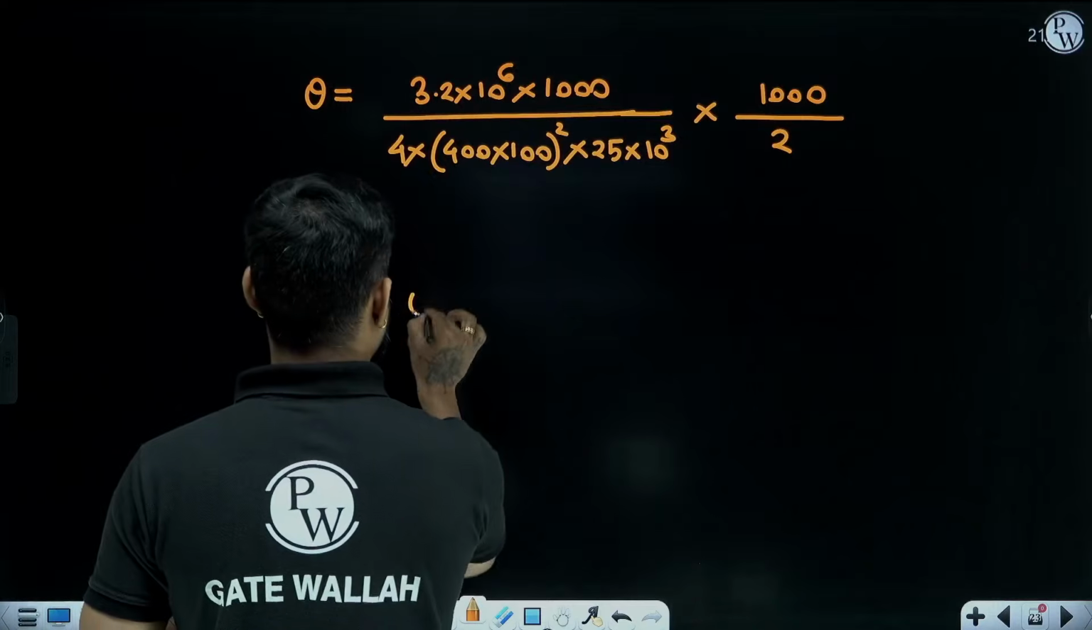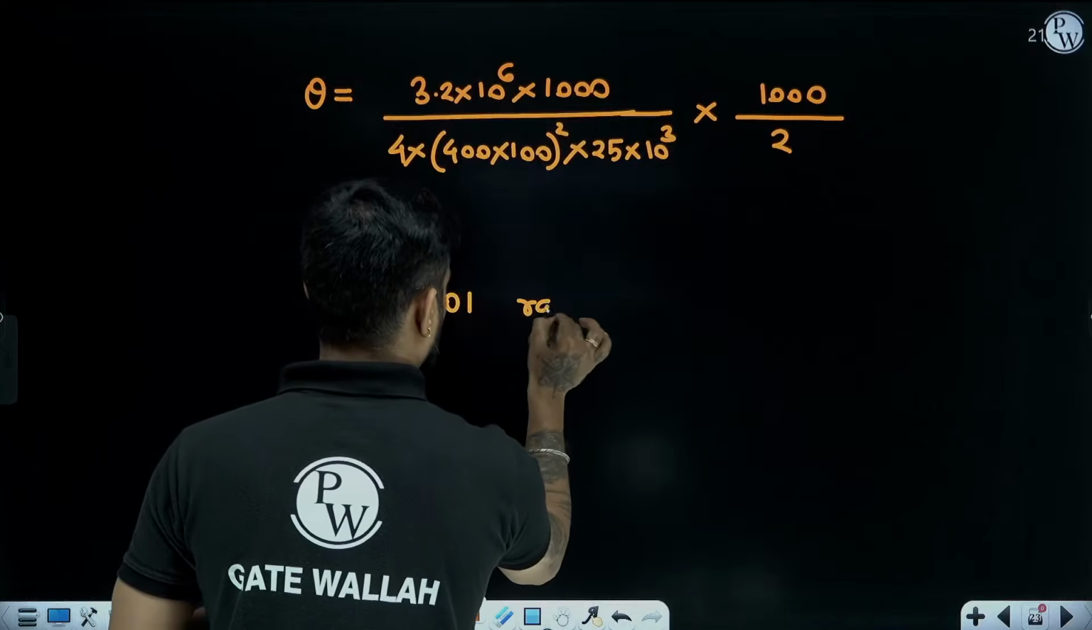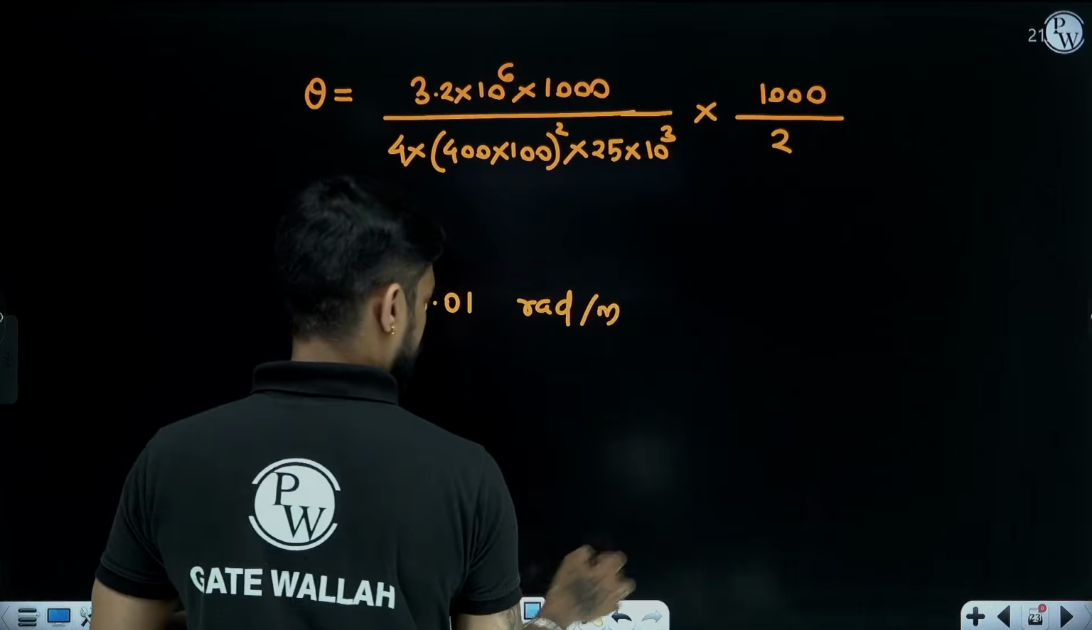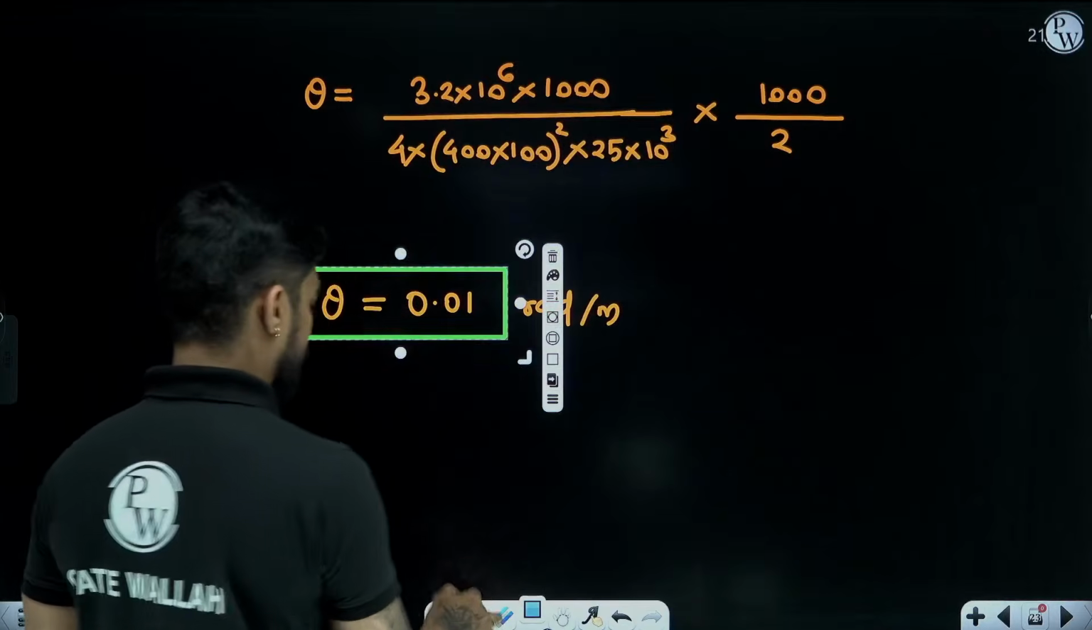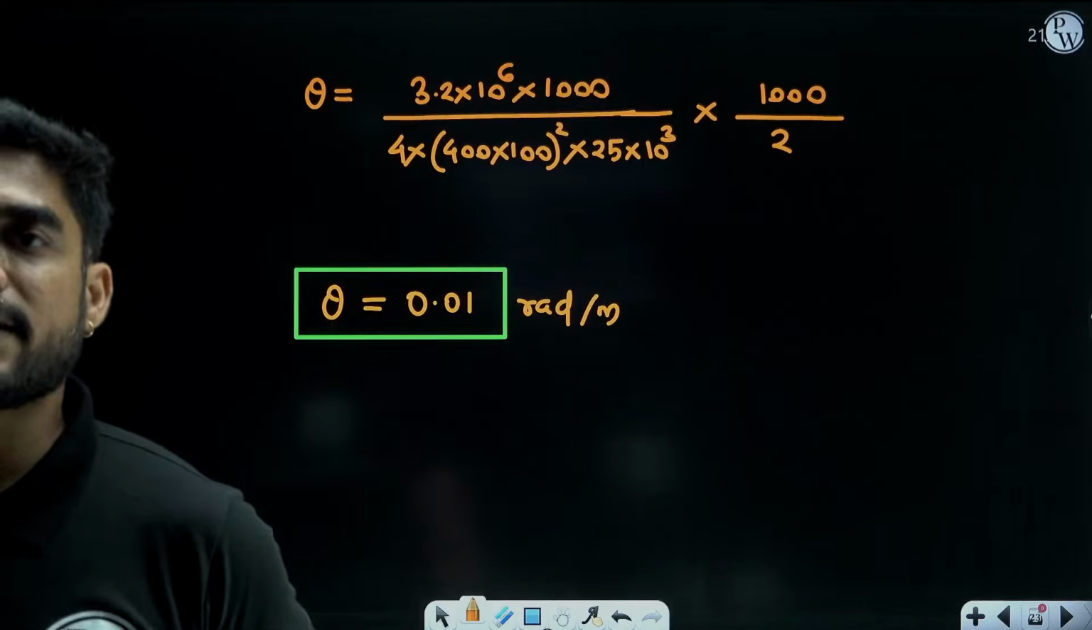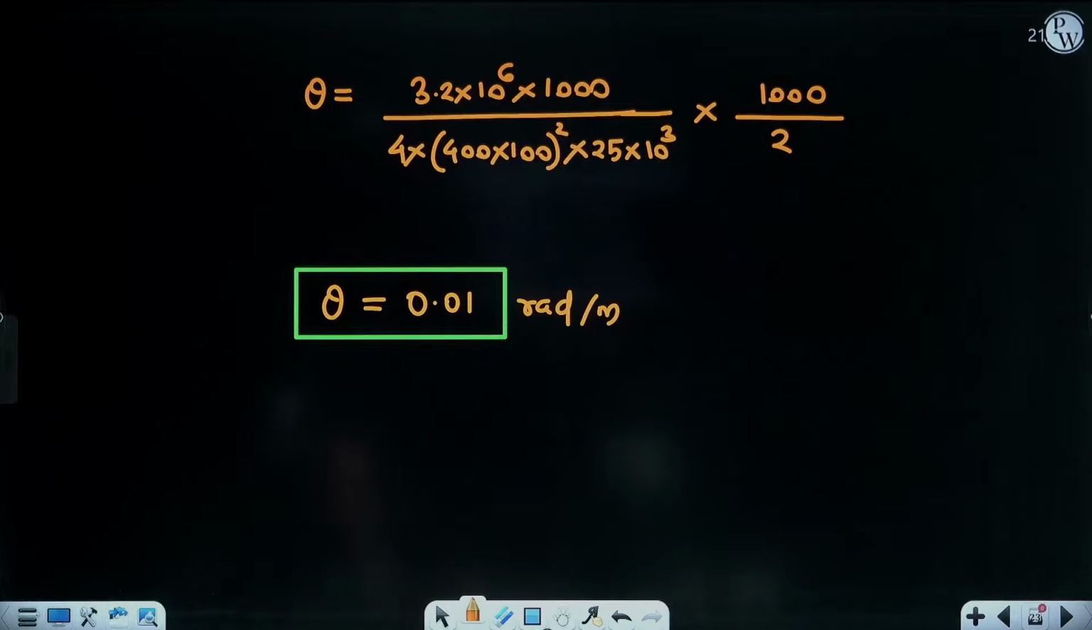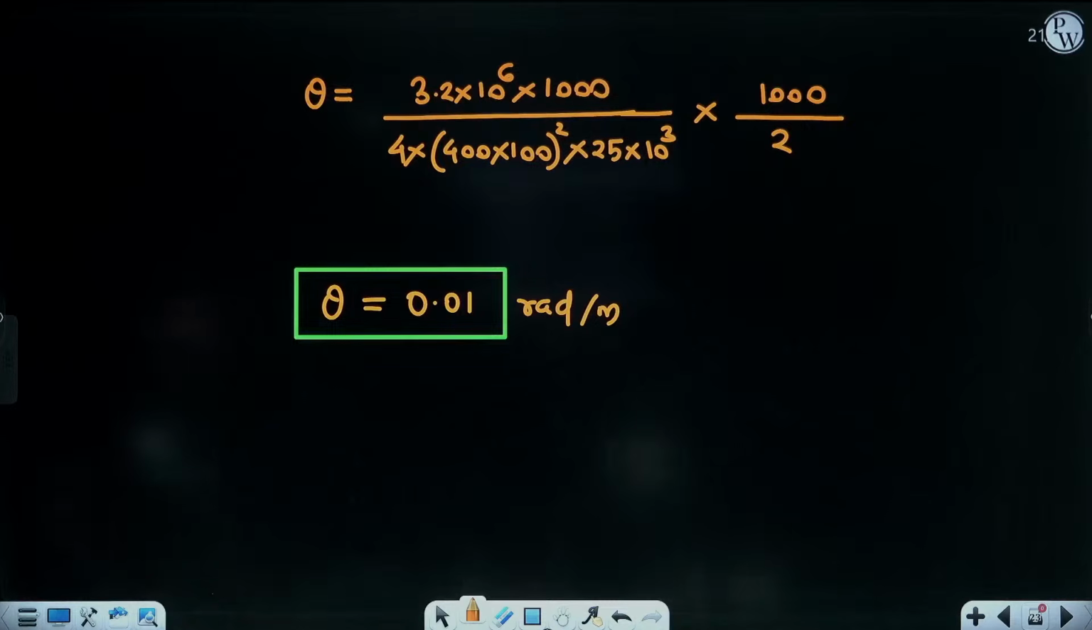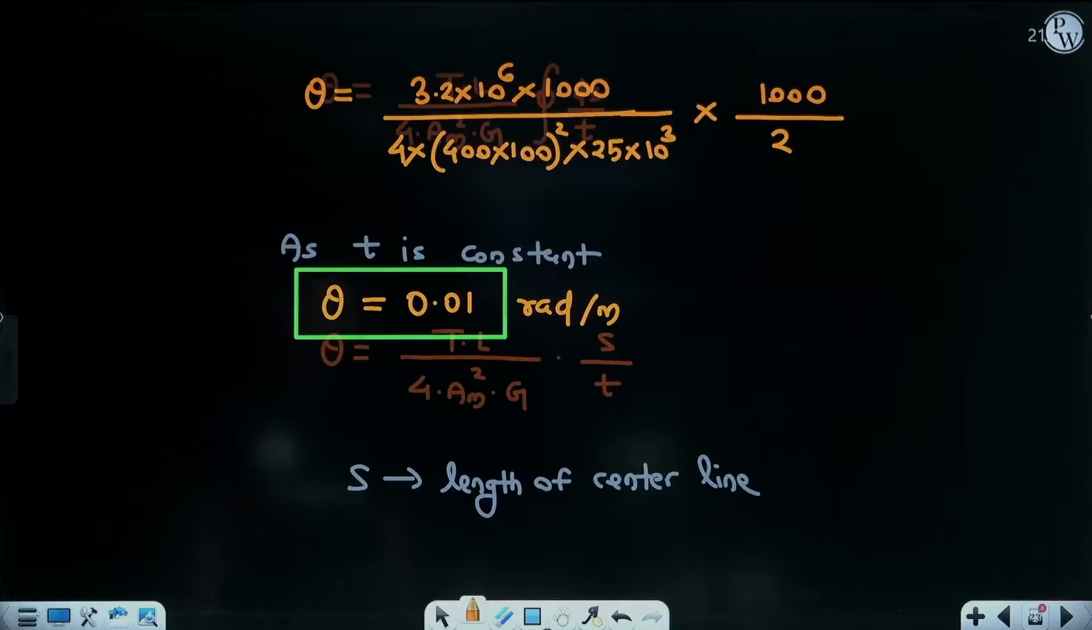0.01 radian per meter. Are you getting this? 0.01 radian per meter.